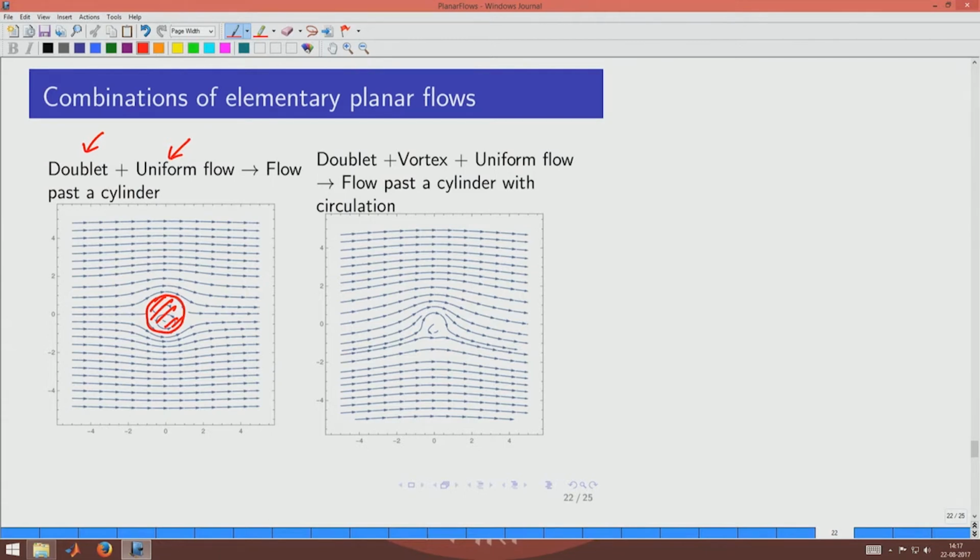So, if you then have one more element added, a vortex added to doublet and uniform, then it would help us to see the flow field around a cylinder which is having a rotation. So, these two are very similar situations, only thing is on the left hand side we have the cylinder stationary and on the right hand side it is rotating, and the flow field around such cylindrical bodies can be given by a combination of elementary planar flows.